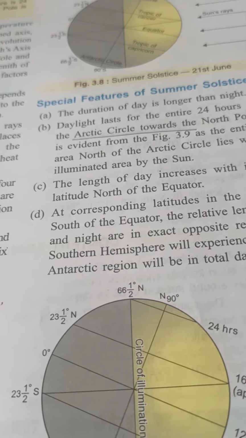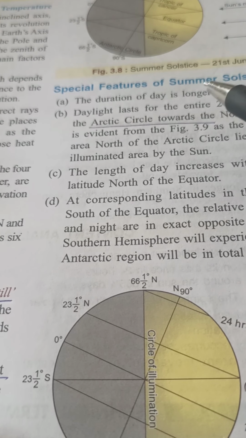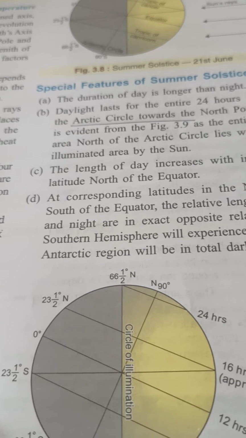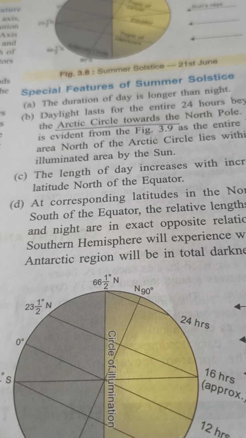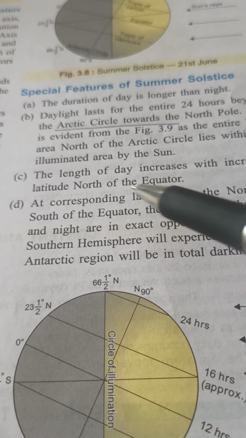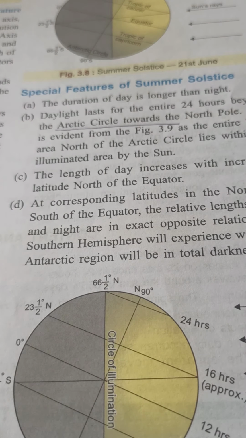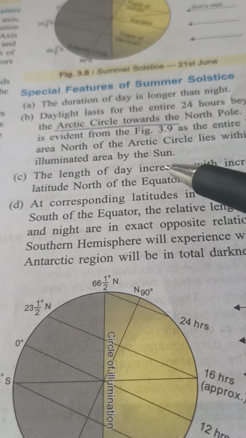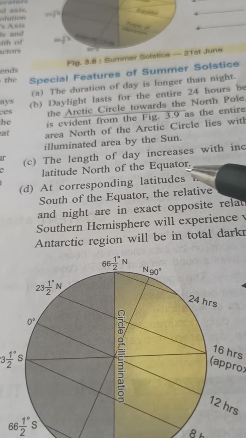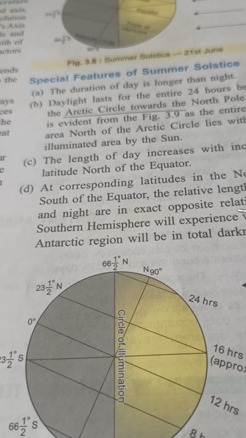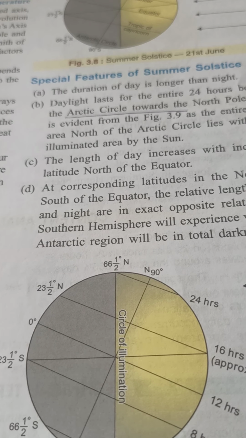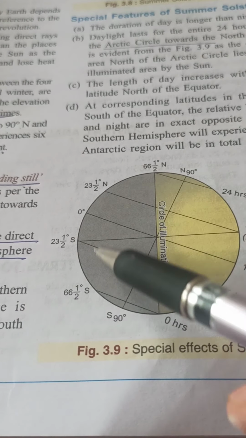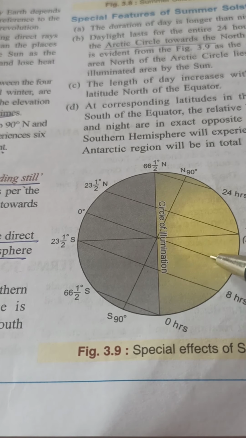Some of the special features of the summer solstice. The duration of day is longer than night. Very true. Then daylight lasts for the entire 24 hours beyond the Arctic circle. Clear? Then the length of the day increases with increasing latitudes. And at a corresponding latitude in the north and south of the equator, the relative lengths of day and night are in exactly opposite relation. The southern hemisphere will experience winter, and the Antarctic region will be in total darkness. These are the features of the summer solstice.